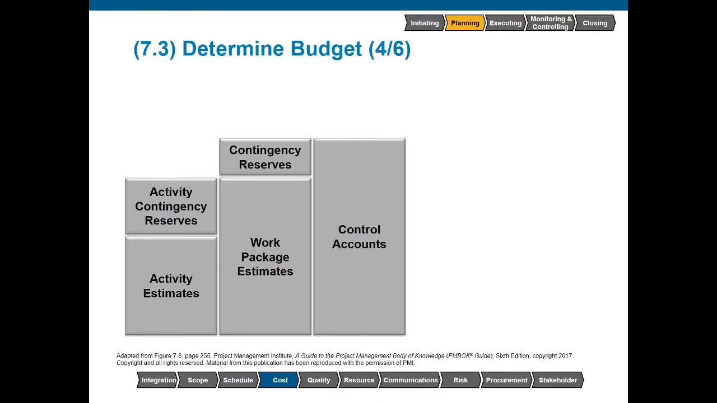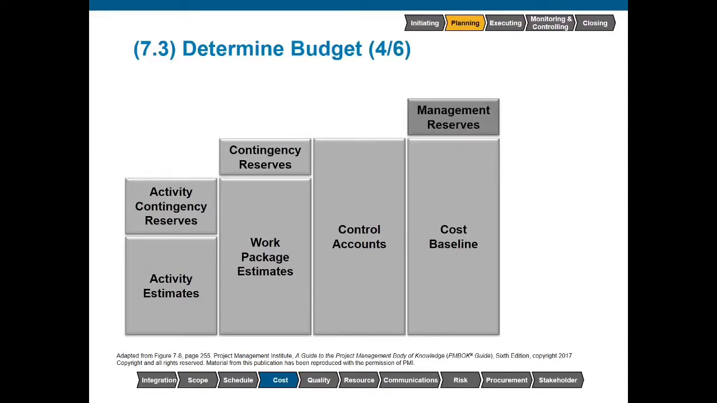These numbers will be aggregated into our control accounts. All of our control accounts will then be aggregated to create our cost baseline. The cost baseline is controlled by the project manager. This is how we will measure our performance on the project. Above the cost baseline is our management reserves. Management reserves are for unknown unknowns. These are for unidentified risks.